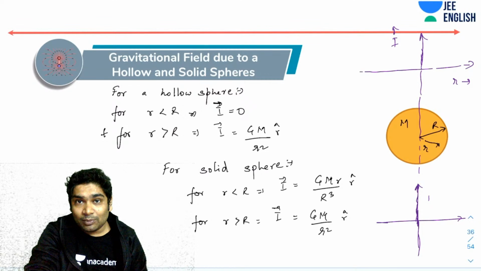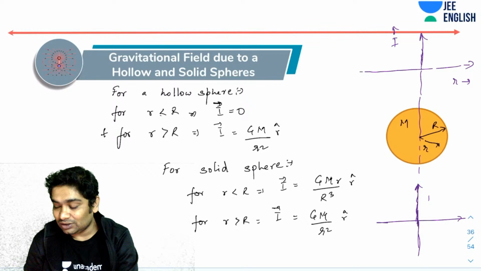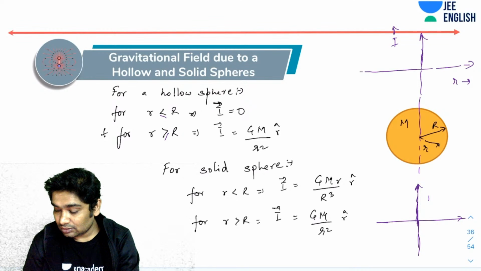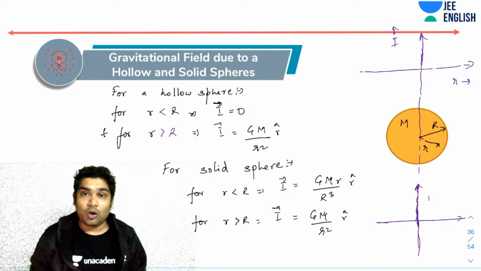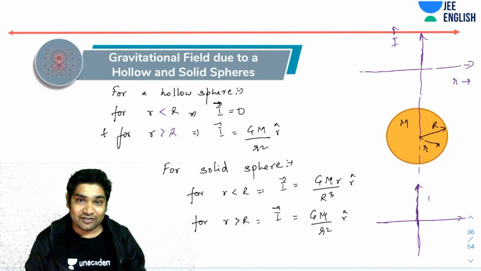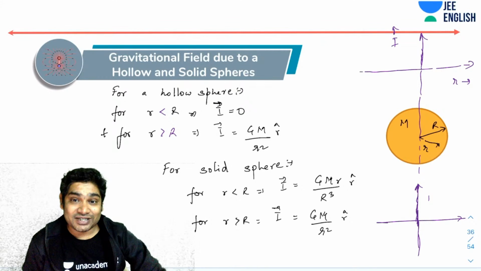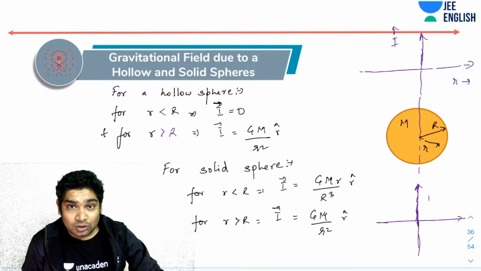At r equals R, both of them are equal, right? At r equals R, both of them converge. So you can use equal to also in both. Doesn't matter. Sorry, not here. Here it is not defined. For a hollow sphere, you cannot be at the surface of the sphere where there is mass. Two masses cannot occupy the same position.